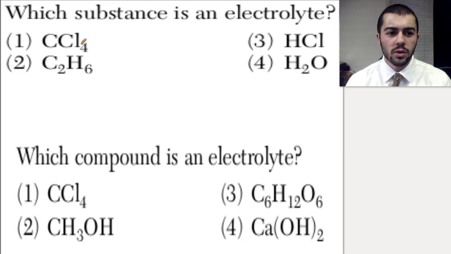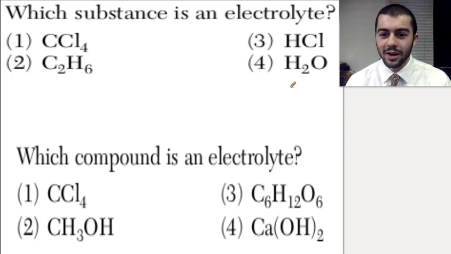Looking at all these, we have a covalent compound here with carbon chloride. We have an organic compound here with C2H6. We'll talk about these organic compounds later, but this would be ethane. And we have water here, which isn't very ionic or very likely to break up into ions. It just likes to be water.